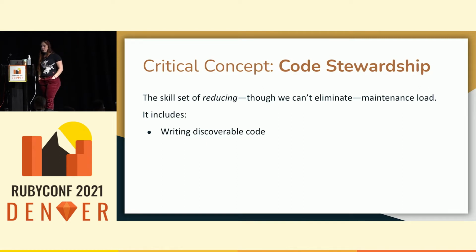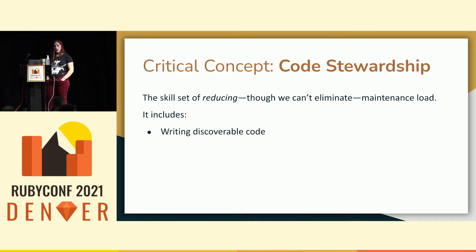But it includes something, I'll give you 5 examples here. It includes writing discoverable code. By this I mean writing code that somebody who has not seen this code before will be able to go in and use the code itself as an artifact to understand what the system is supposed to do. That's discoverable code.